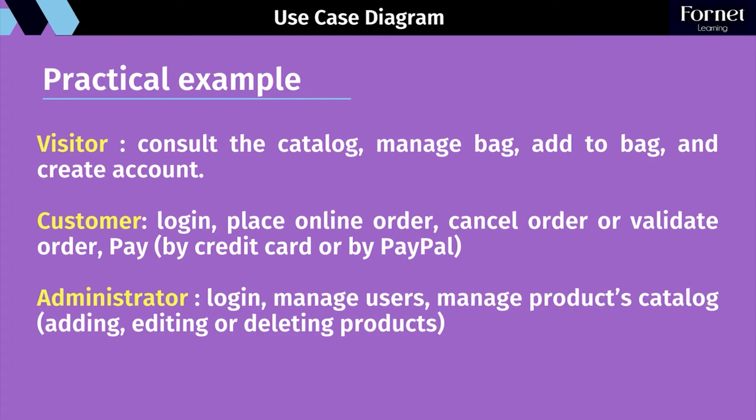And the third actor is the administrator. The administrator can log in, manage users, and manage the products catalog by adding, editing, or deleting a product. Now we will move to the Astah UML software to see how we can build this use case diagram for this example. So here is the interface of Astah UML. We will now first create a new use case diagram.